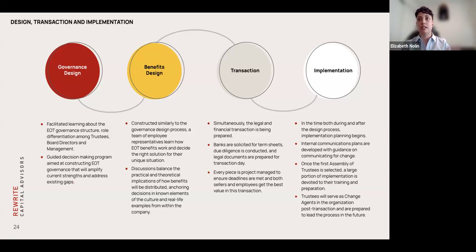And so I mentioned previously the idea of training your trustees. That is a huge part of making sure that your governance is going to work well. But your trustees will also serve as change agents in your organization. These are people who will represent the change, who will educate their peers and colleagues, and who will really drive that change in behavior that we want to see through the EOT governance structure that we've just crafted. So really fostering that employee ownership mindset is so important, and how we set the tone for that based on training and education and crafting meaningful communication plans is a lot of the work that we do in the implementation process before transaction.